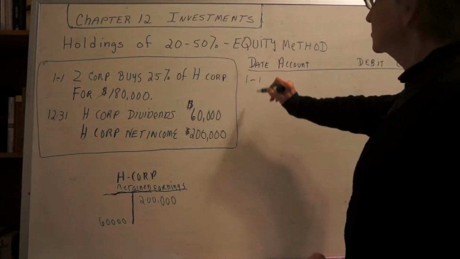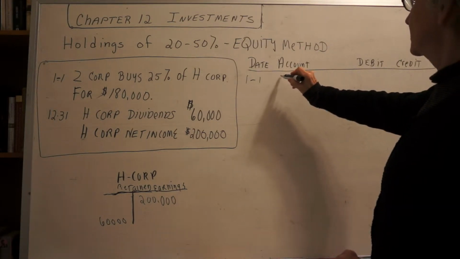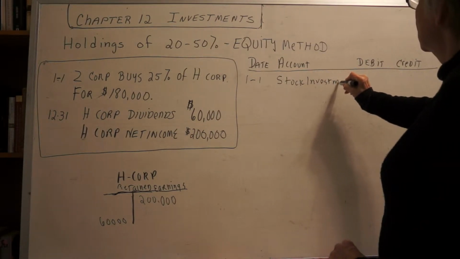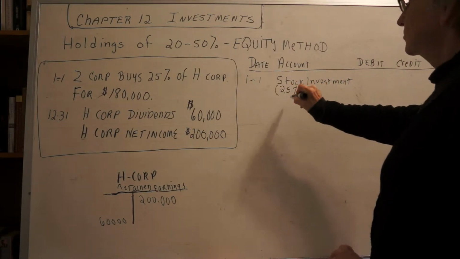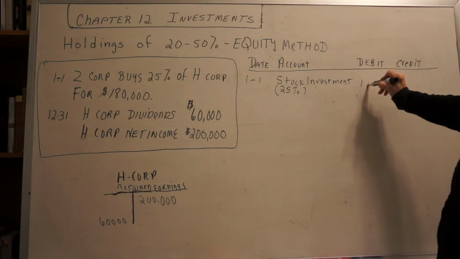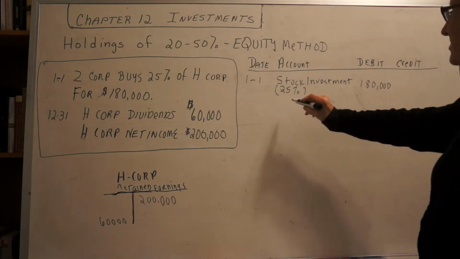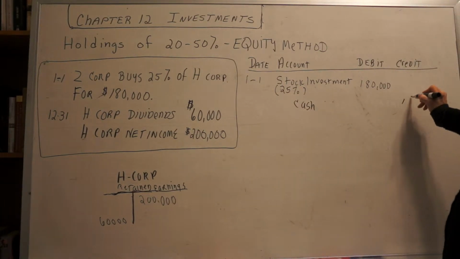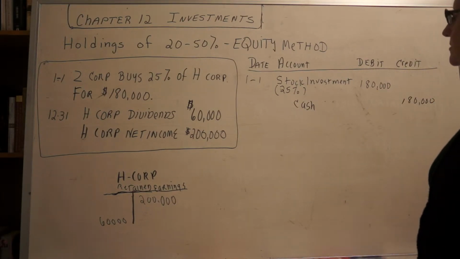On 1/1, we buy some shares of Z Corp. So we would have our stock investment. And this is where it's a good idea to put down the percentage ownership, 25%, because we know with that amount we'll be using the equity method. And for our equity method, we're going to ignore the transaction costs. We kind of got those in the cost method. So when we buy the stock investment, we simply say, yeah, we paid $180 for it, and that's our stock investment.